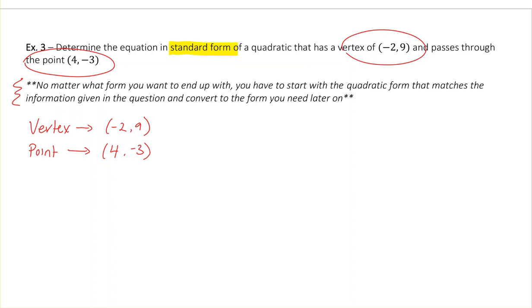Just like we were doing in the previous examples, let's start with the general form equation for vertex form, which is this. We're going to plug in all the information we know. So y is -3, x is 4, our vertex is -2, 9. Make sure you plug it in its opposite for your h value, and you're going to go ahead and solve this. 4 plus 2, that's 6, squared is 36.